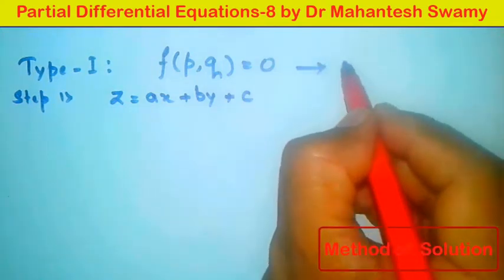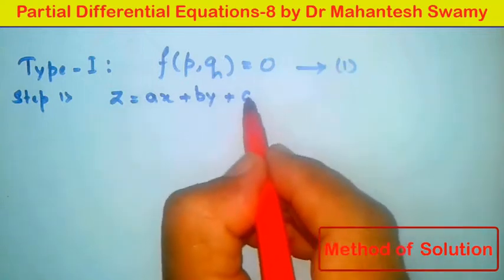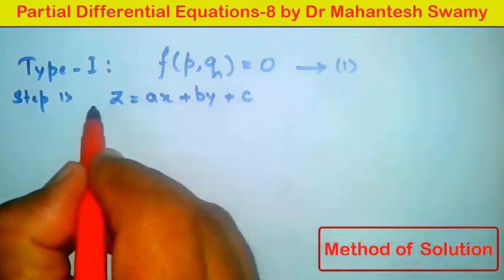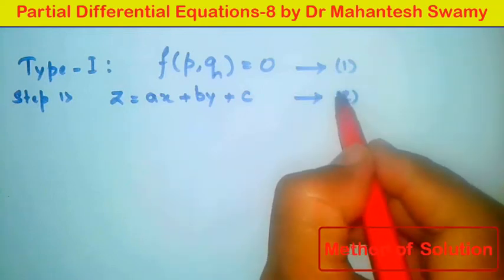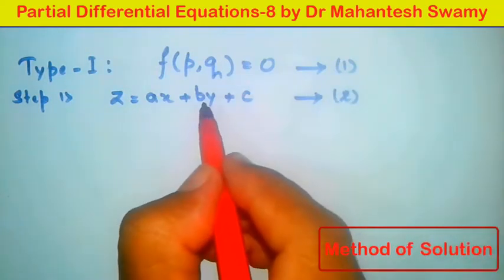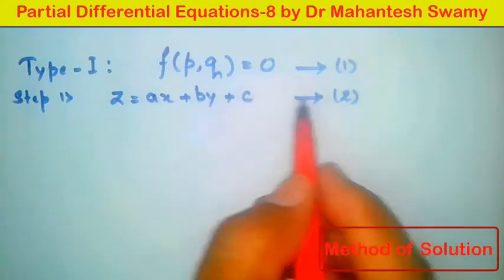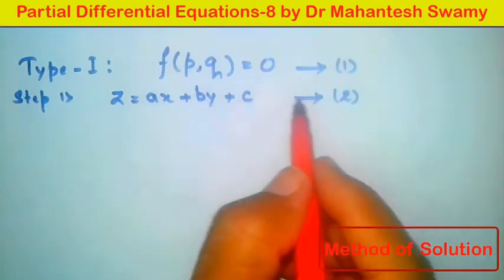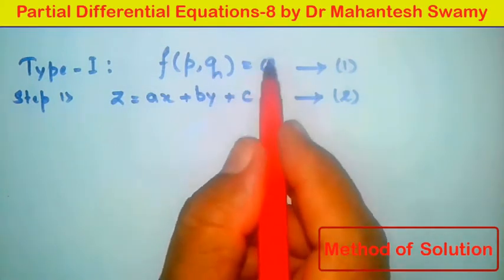If we consider the given PDE as equation number 1, and this expression which we assume as the complete integral, we take it as equation number 2. So what we have assumed here is that z equal to ax plus by plus c is the required complete integral of the given partial differential equation 1.